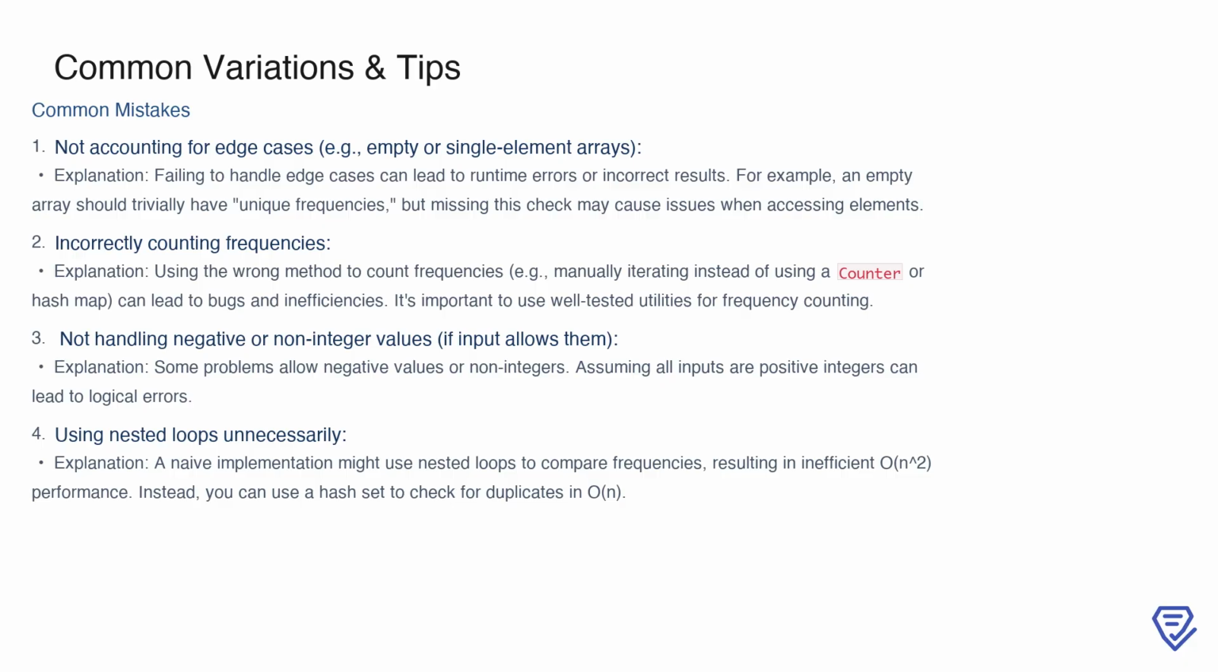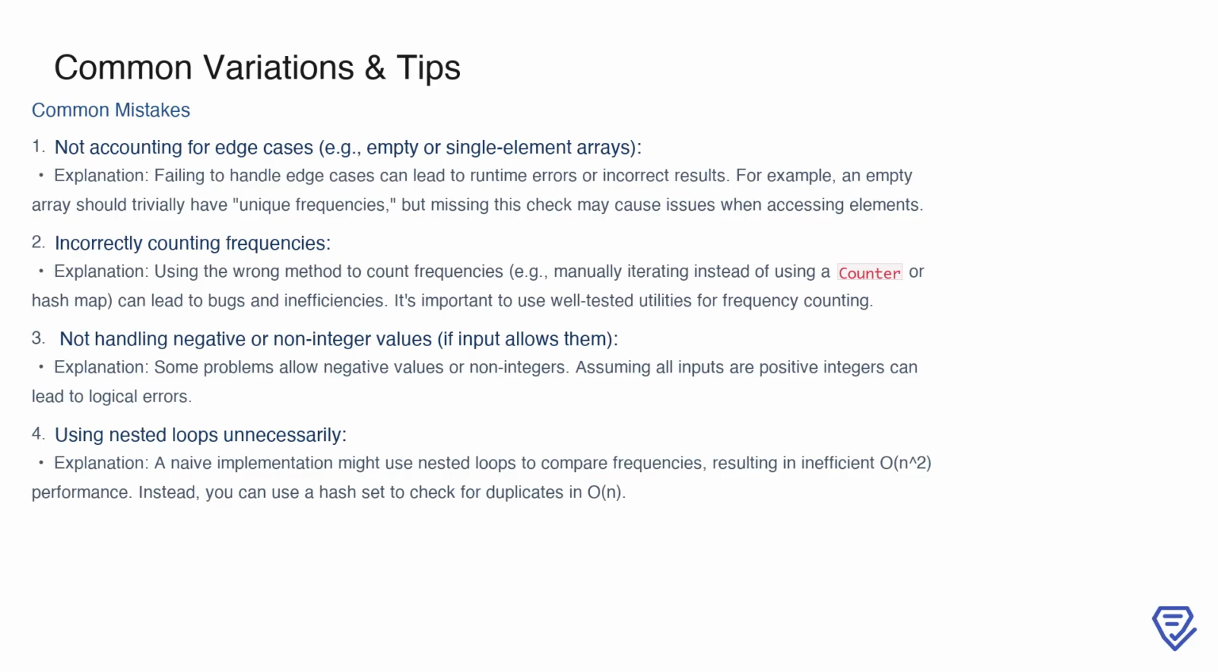Another mistake is incorrectly counting frequencies. Using an inefficient or error-prone method, like manually iterating instead of leveraging tools like Python's Counter or a hash map, can introduce bugs and inefficiencies. You should also consider whether the input allows negative or non-integer values.